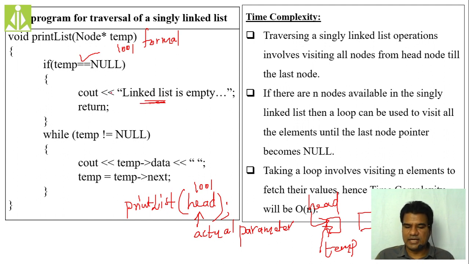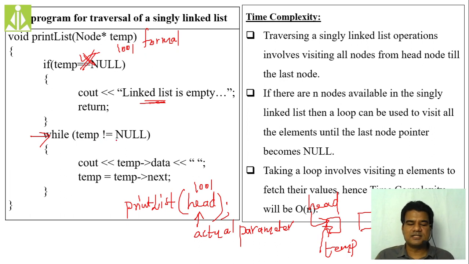That is not the case. In our case, head is holding some address because we have 3 nodes in our linked list. So this condition will become false, and the control will come to this while loop. Here we are checking whether temp is not equal to null. This loop will run until your temp becomes null.